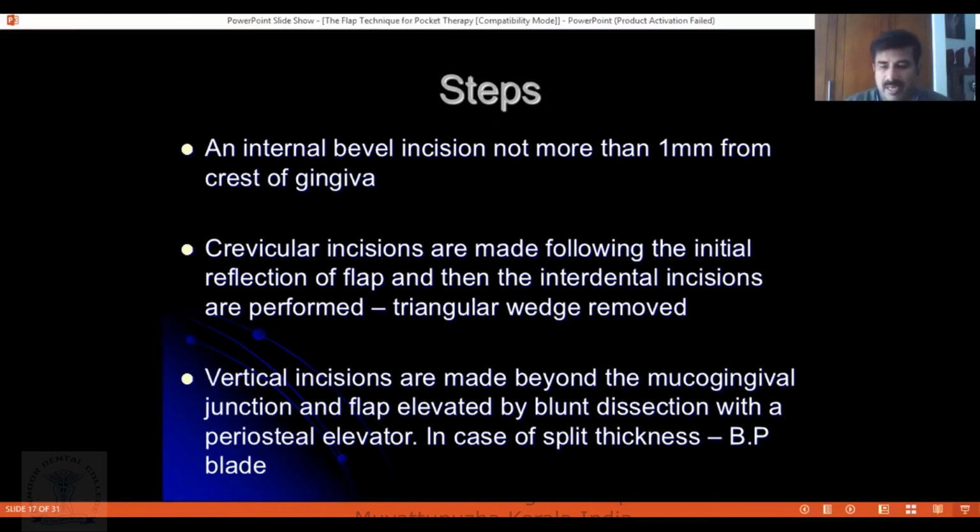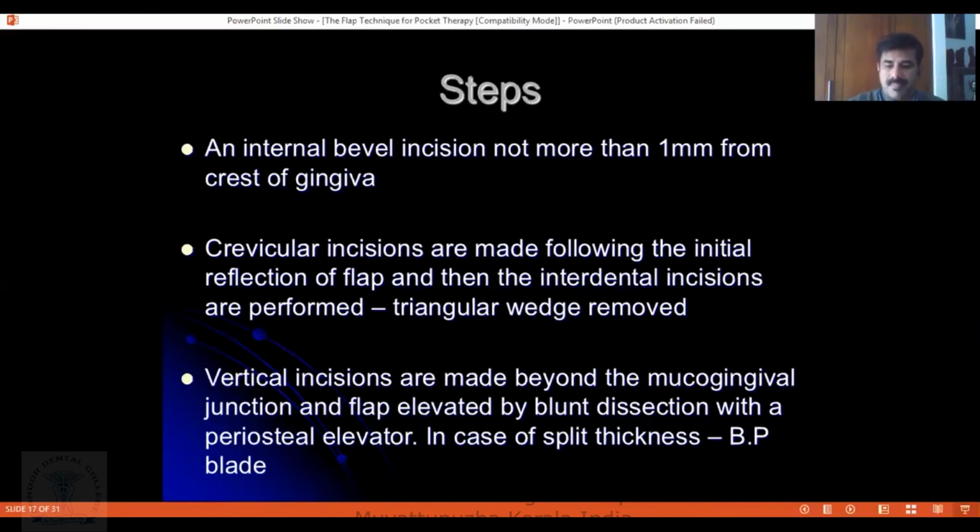So put an internal bevel incision. Following that, you put crevicular incisions. Interdental incisions are made, and then the whole triangular wedge of tissue, the pocket lining, is removed. Then, if it is localized, you take one or two teeth on either side and put vertical incisions. When you do vertical incisions, make sure that you extend the incision beyond the mucogingival junction so that you can adequately reflect and displace the flap.